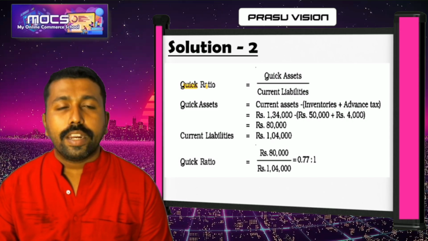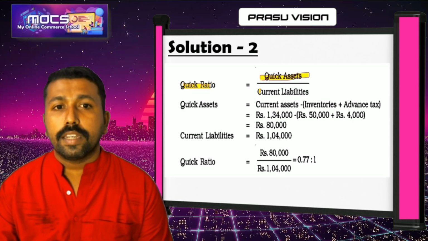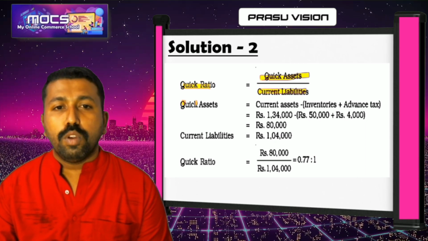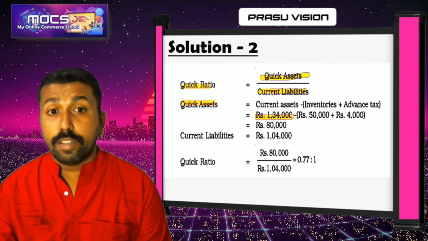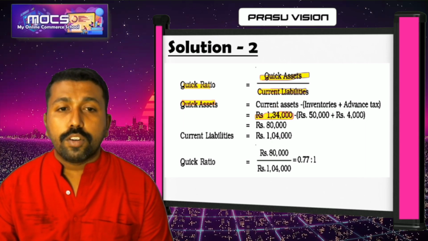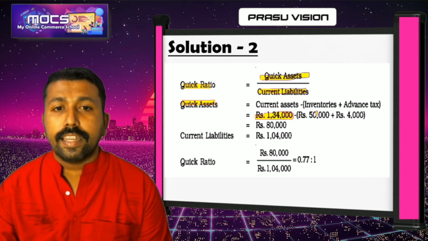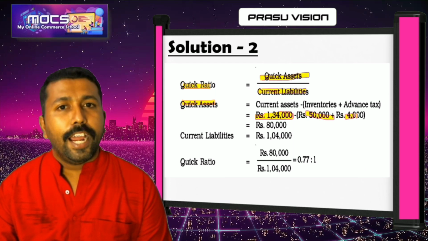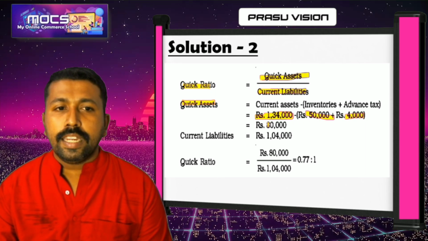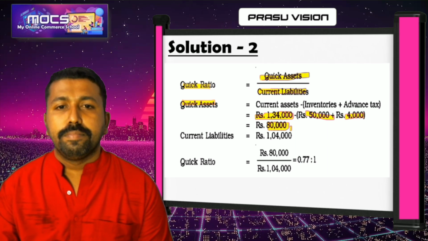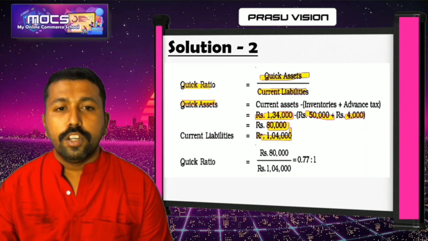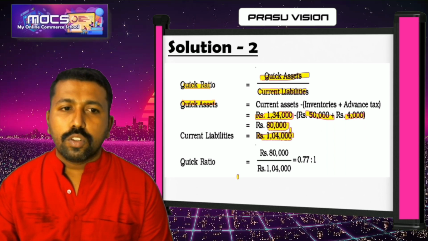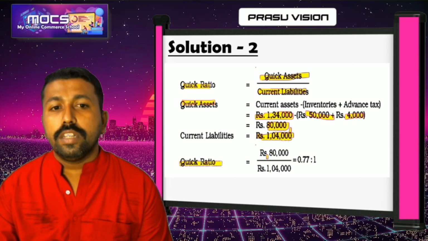Quick ratio: we are writing the equation quick asset divided by current liability. Quick asset will be calculated using the formula. Already we have calculated the value of current asset, 1,34,000. We are deducting the value of inventory and advance taxes. So 80,000 is the amount of quick asset, and the current liability is 1,04,000. So we are directly applying in the equation.